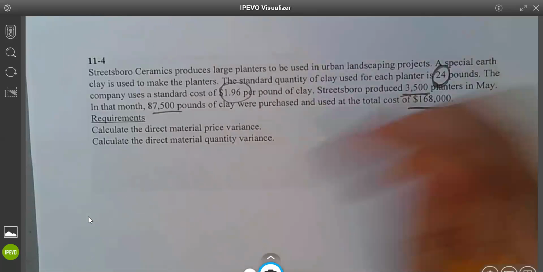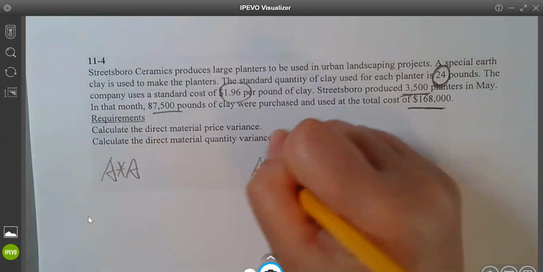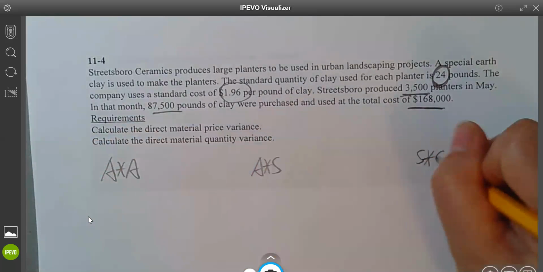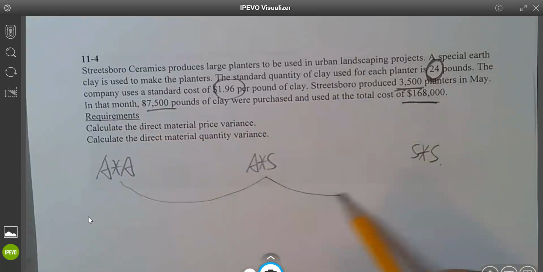The way I do it is I just write down actual times actual, actual times standard, and then standard times standard. Okay, so these two will be the price variance. These two will be the quantity variance. So let's just get all the numbers.